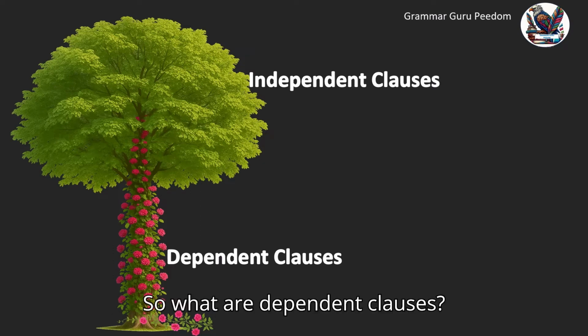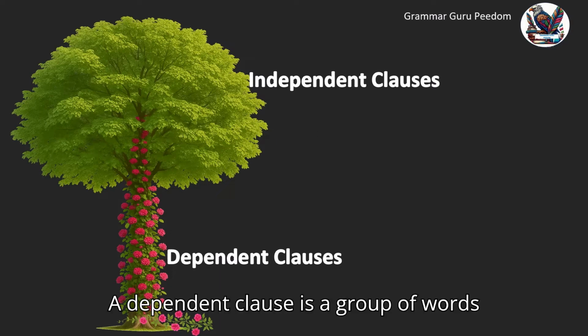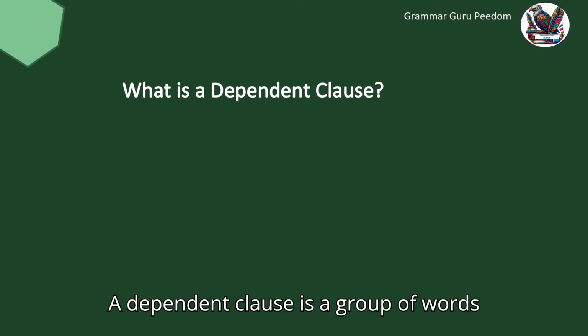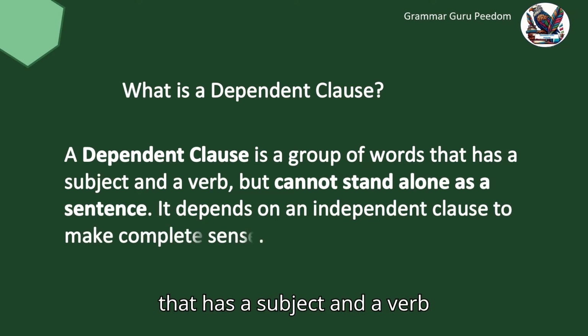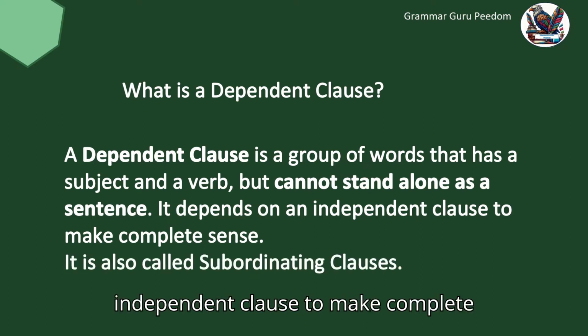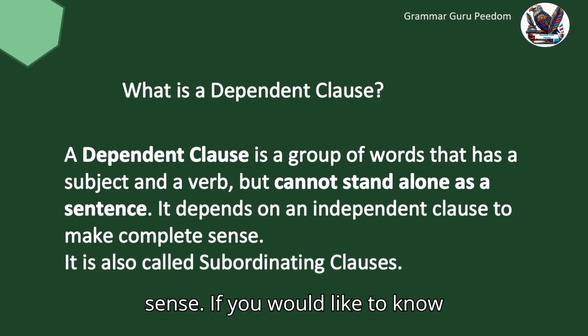So, what are dependent clauses? A dependent clause is a group of words that has a subject and a verb but cannot stand alone as a sentence. It depends on an independent clause to make complete sense.